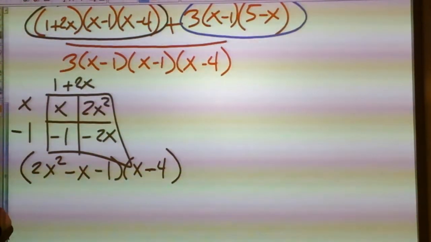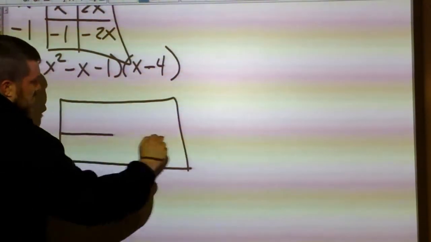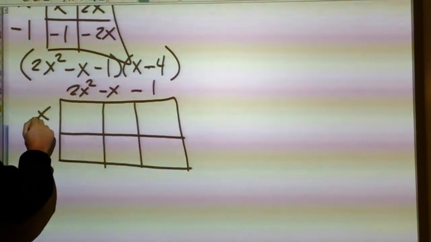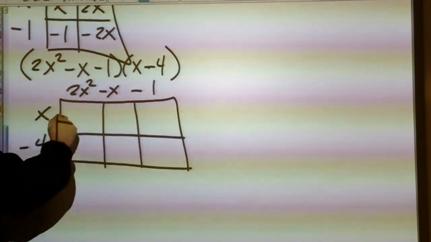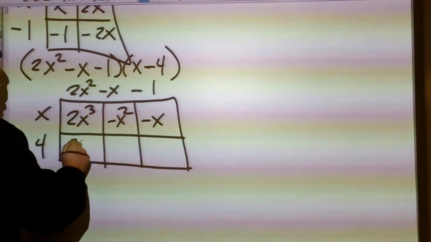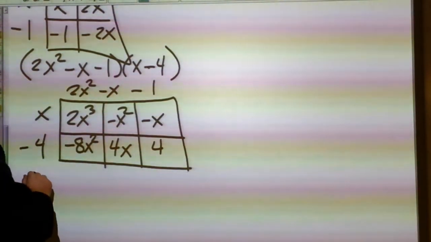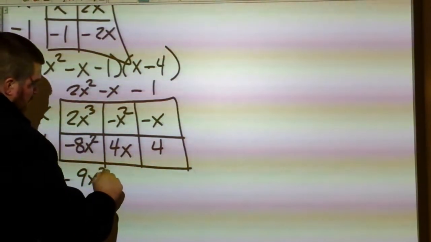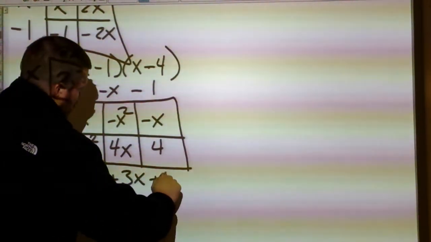I have to do the box again because I have 3 sets of polynomial expressions. So that means I'm going to need 2 boxes. This time I need 6 squares in my box. So 2x squared minus x minus 1, x minus 4 here. So I end up with 2x cubed minus x squared minus x. We have negative 8x squared, and positive 4x plus 4. So this piece of my numerator in black is just going to be 2x cubed minus 9x squared plus 3x plus 4.